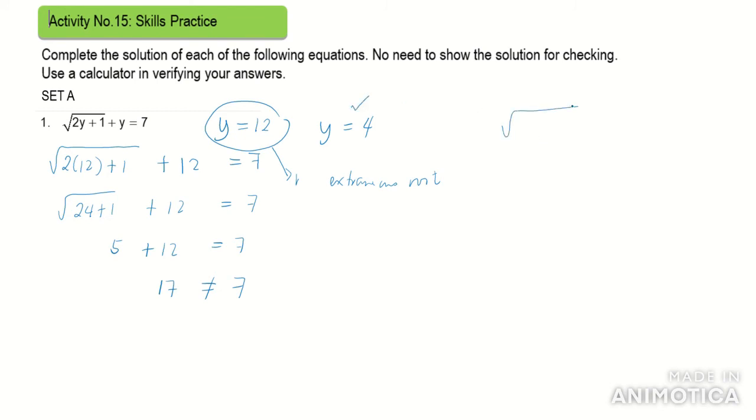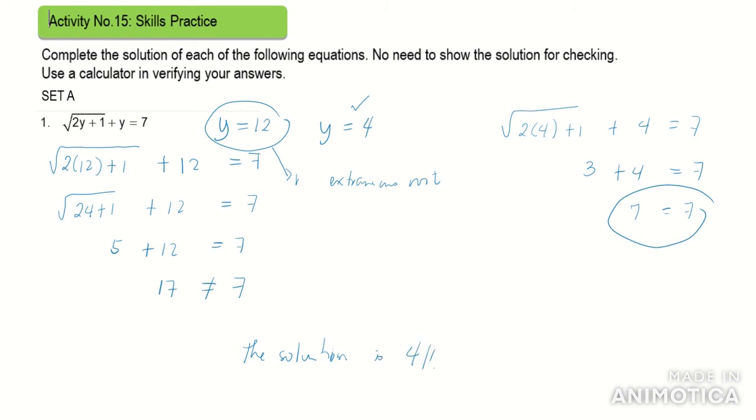So we have the square root of 2 times 4 plus 1, plus our y, which is 4, is equal to 7. You have 2 times 4 is equal to 8, plus 1 is equal to the square root of 9, and the square root of 9 is equal to 3. Plus 4 is equal to 7. 3 plus 4 is equal to 7, so 7 equals 7. So therefore, we only have one solution, and that is y equals 4. The solution is 4. That's it.